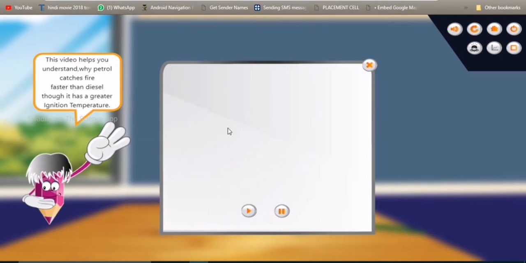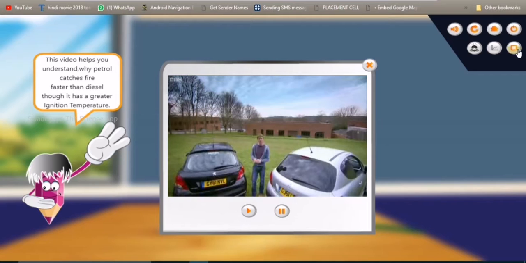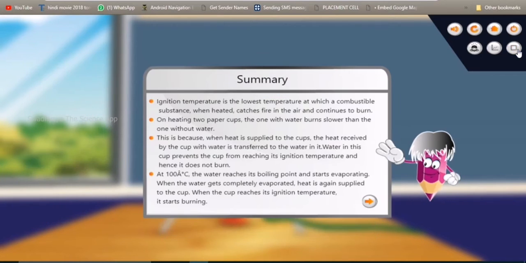Here we have one video. This video helps you understand why petrol catches fire faster than diesel, though it has a greater ignition temperature. Here we have one highlighted button. Let's go to that. Friends, it's time to summarize. Here we go through some summary to make sure that what you've learned about the topic stays in your memory.